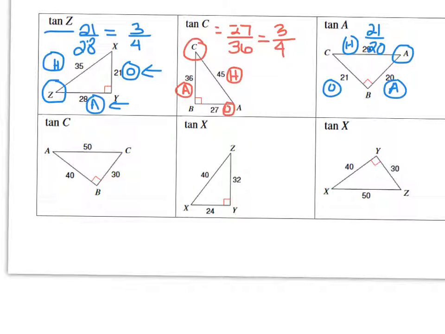For the tangent of angle C, well, hopefully you realize that the 40 was the opposite, the 30 was the adjacent, and the 50 is the hypotenuse. So the tangent of angle C is going to be the opposite, which is 40, over the adjacent, which is 30, and that's going to reduce to 4/3.